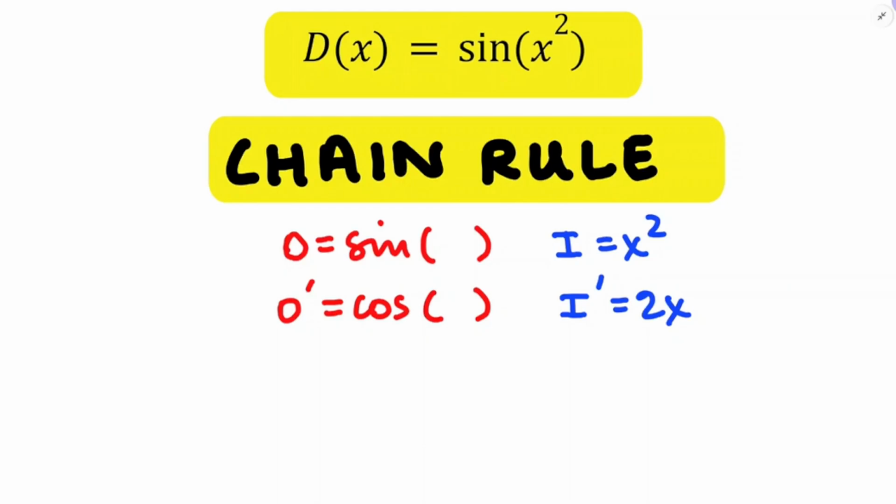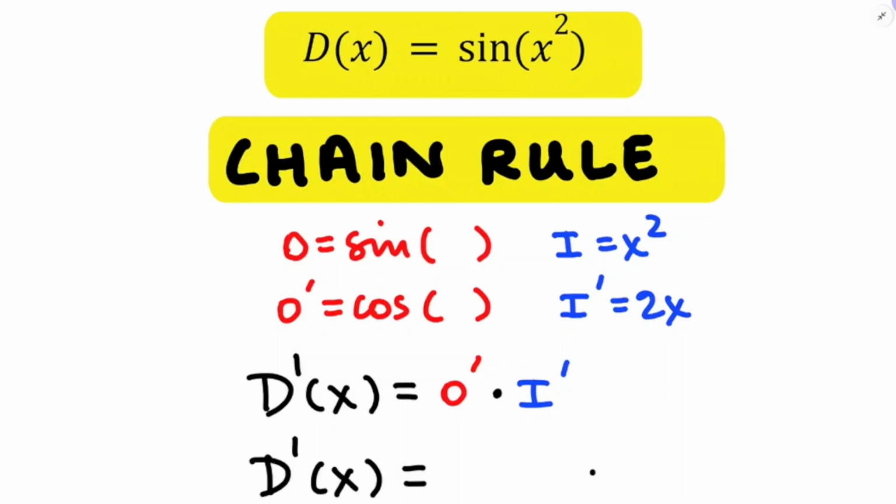Okay, and with that, I'm going to repeat the principle here that d prime of x is going to be outside prime times inside prime. So it's set up to fill in those pieces. I'm going to have an equals and a multiplication symbol. Outside prime was cosine of a thing, multiplied by inside prime, which was 2x. And at this point, you're wondering, well, what goes inside the thing? What goes inside the parentheses is what always went inside the parentheses. So whatever goes on the inside of this cosine is what went on the inside of the sine originally, which is x squared. And that's how we do the chain rule.